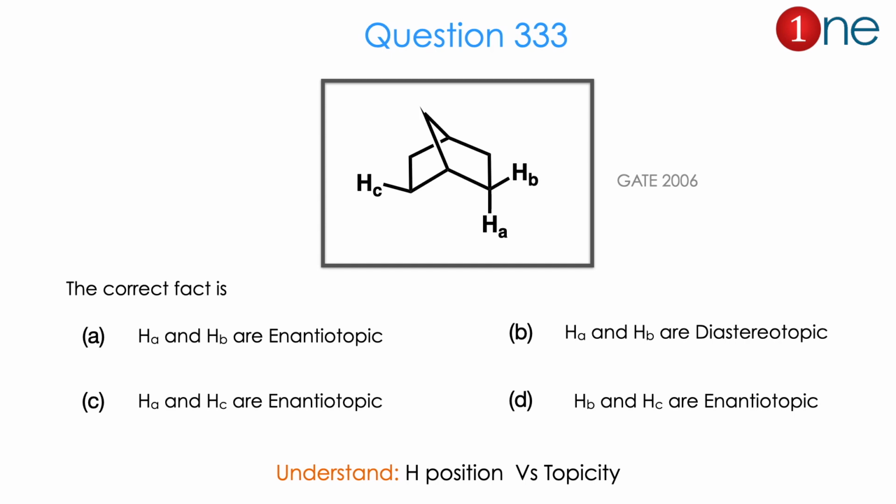Here 3 hydrogens are labeled A, B, C. They are asking the relationship between them, basically topicity, whether the hydrogens are enantiotopic or diastereotopic or homotopic. Basically you have to find which one is which. From the bicyclic system and its hydrogens and the topicity, you might realize the question is really about position of hydrogen versus topicity. The answer is B. Let us see how.